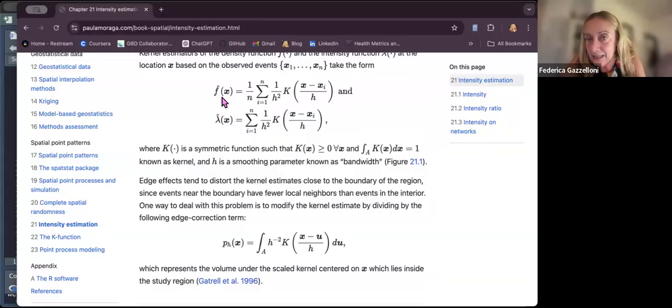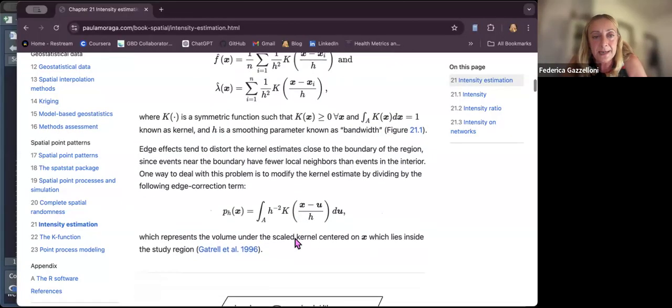And this function itself uses another function, which is this k. And the k is a symmetric function. In mathematics, it's used to specify if it's greater than zero and everything. So this obviously needs to be greater than zero. And the sum of all points, so the area, is one. That means that it is a probability, okay? It's a probability function.